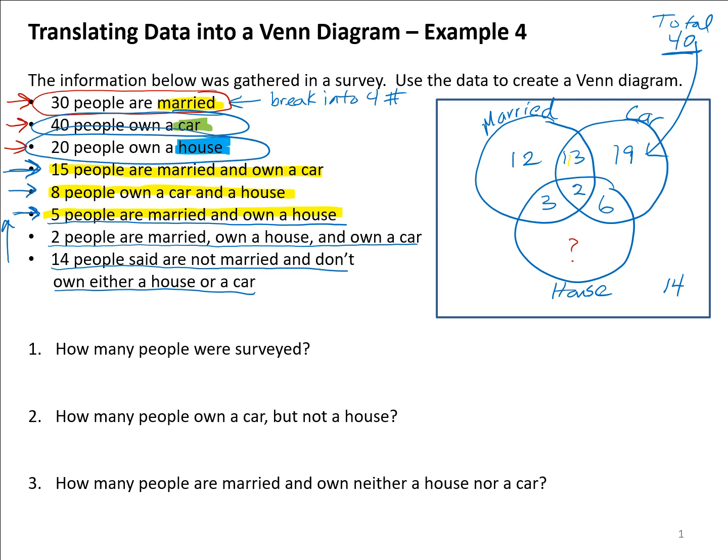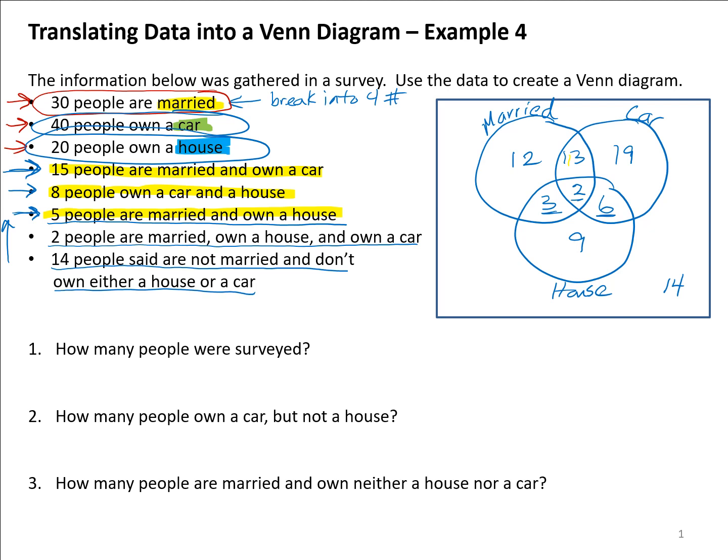And finally, 20 people own a house, so we can fill in the final house-only region. If this house total has to be 20, 20 minus 3 would be 17, minus 2 is 15, minus 6 is 9. So we should have 9 people who own a house but are not married and do not own a car. So there we have it. We've got all of the pieces accounted for now in our diagram. And every region has a number, so we should have everyone who was involved in the survey.